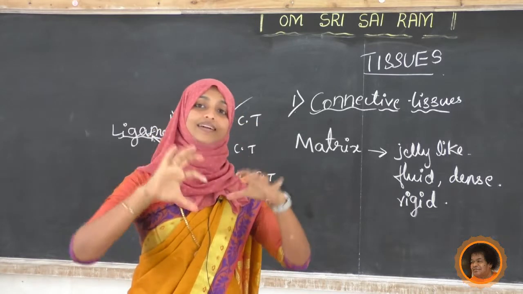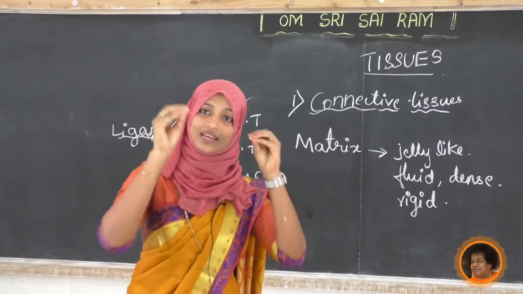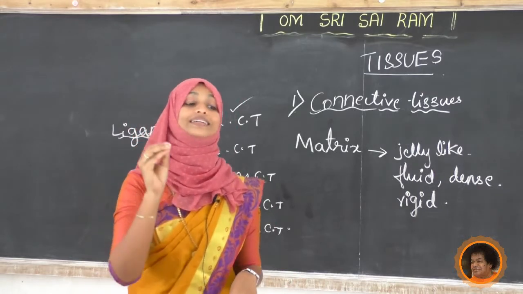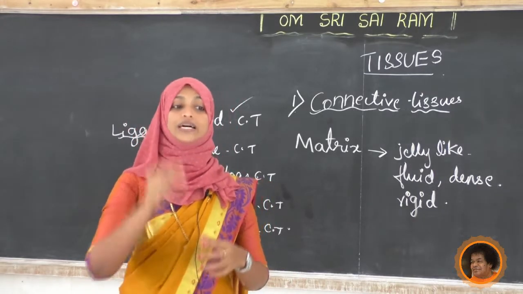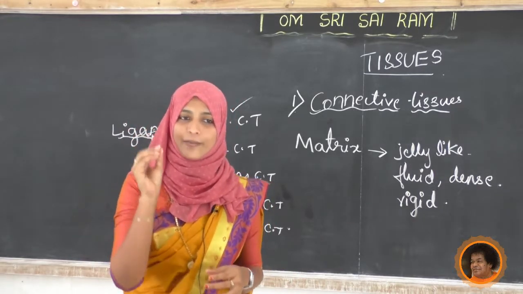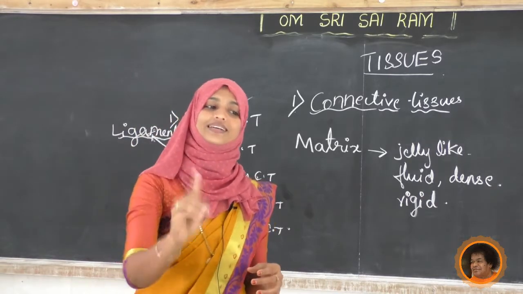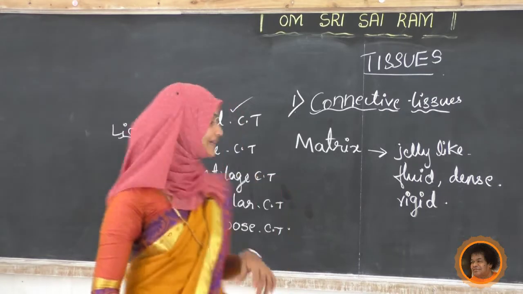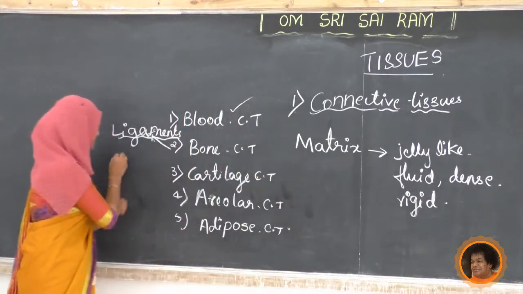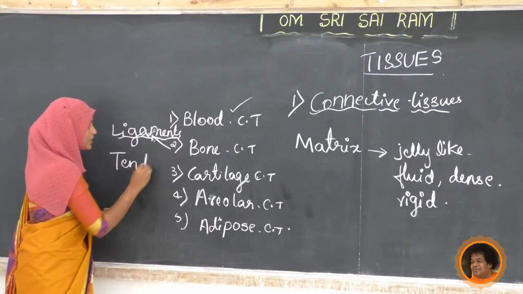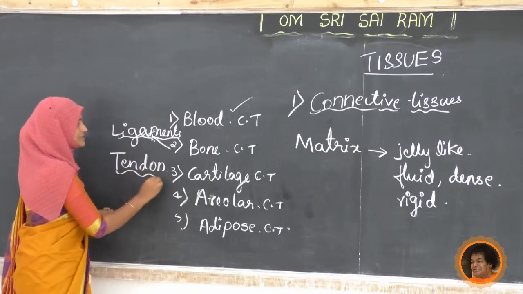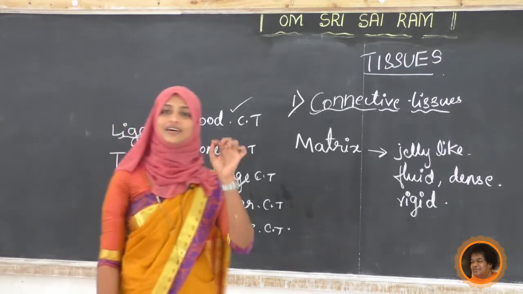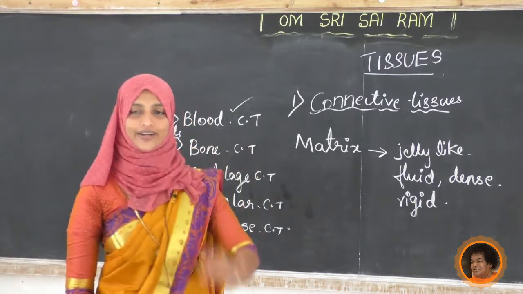Bone connected with a muscle means there is one more type of connective tissue, called a tendon. A bone is connected to muscle by a connective tissue called a tendon. Tendon, here I will write tendon. So in bone we got two points once again, that is ligament and tendon.